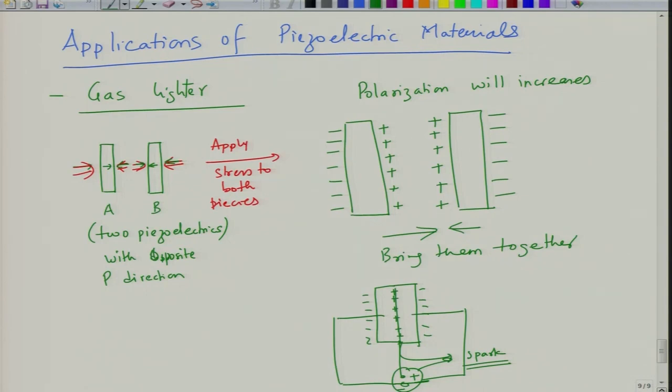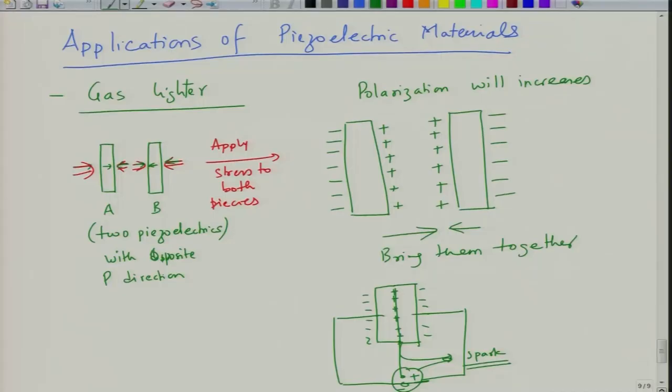So basically you take two pieces of opposite polarization, apply stress, and create more polarization. You bring the faces together so that the positive faces are in front of each other, or the negative faces are in front of each other. Positive charges will flow in one direction, negative charges are taken through the outer circuit, and then when the positive and negative meet each other, they will create what we call a spark. Okay, so this is how this gas lighter is going to work.